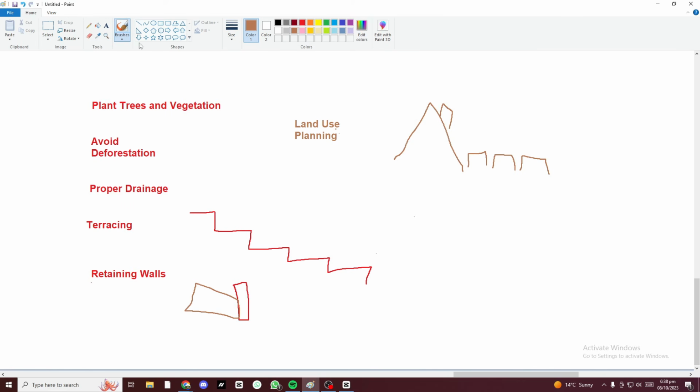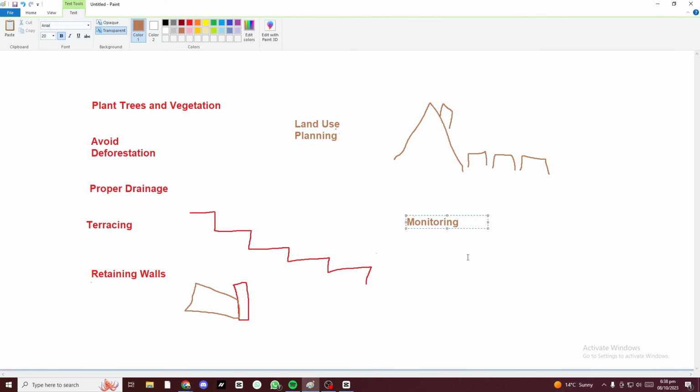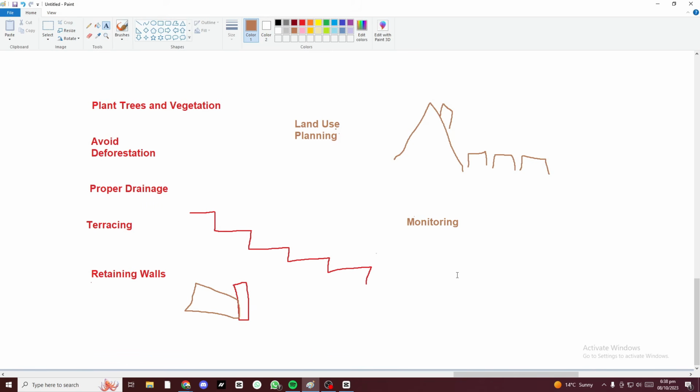We can monitor what's happening on the slope. By implementing monitoring systems, we can keep an eye on the slope stability and take action if warning signs of mass movement are detected. So let's say we're monitoring the slope and we can see that the soil is saturated. We can evacuate people from below the slope, or we can open up a drainage system of some sort to reduce the likelihood of a mass movement.